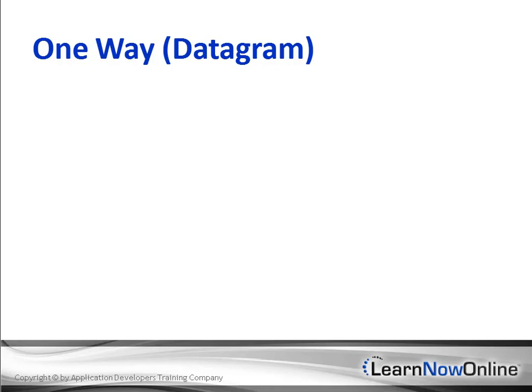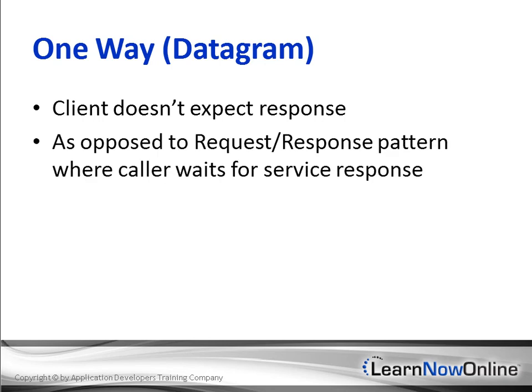Now you'll learn about the one-way messaging pattern, also known as datagram. With one-way, the client does not expect a response back from the server. It just makes the request and then goes about its business doing whatever it wants. This is different from the request-response pattern because with request-response, the client expects a value to come back to it.